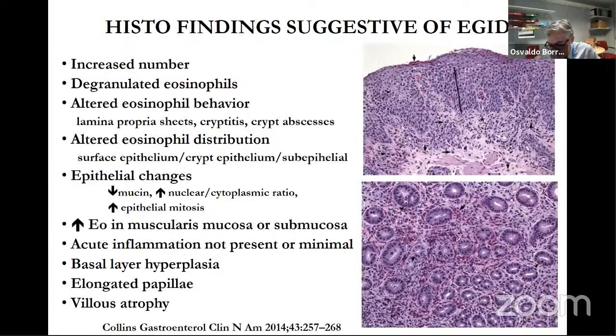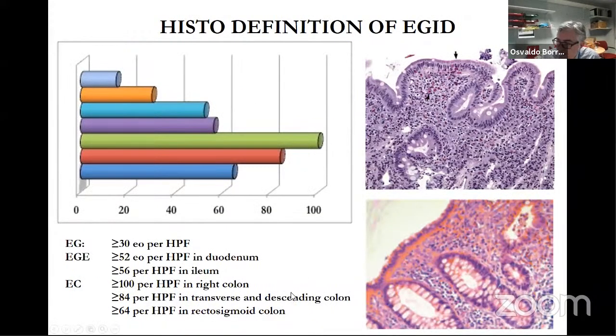We also need to look at other histological abnormalities. For instance, we can find degranulated eosinophils. We can also see the movement of eosinophils in the lamina propria, and we can have eosinophilic cryptitis, eosinophilic crypt abscess. We can have involvement of the surface epithelium, epithelial change, some other acute inflammatory cells involved, basal layer hyperplasia, elongated papillae, and in the duodenum also some villus atrophy.